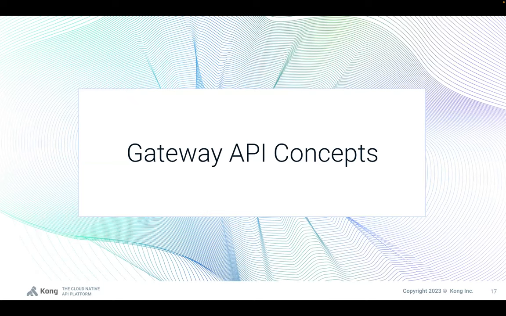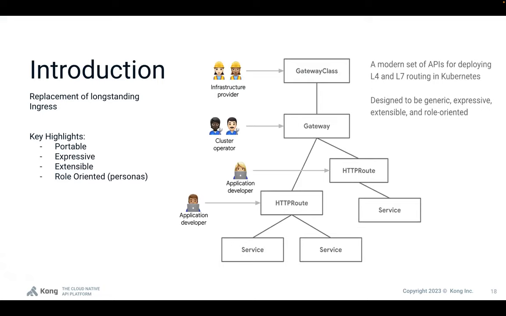So, some concepts for Gateway API before I show a quick demo. Gateway API is a few things. This is just a reiteration of what I mentioned. The infrastructure provider does a gateway class, the cluster operator does a gateway, designed to be generic. Then the app dev, like you, creates the routes: HTTP route, gRPC route, and TLS route, for example. Pretty straightforward.